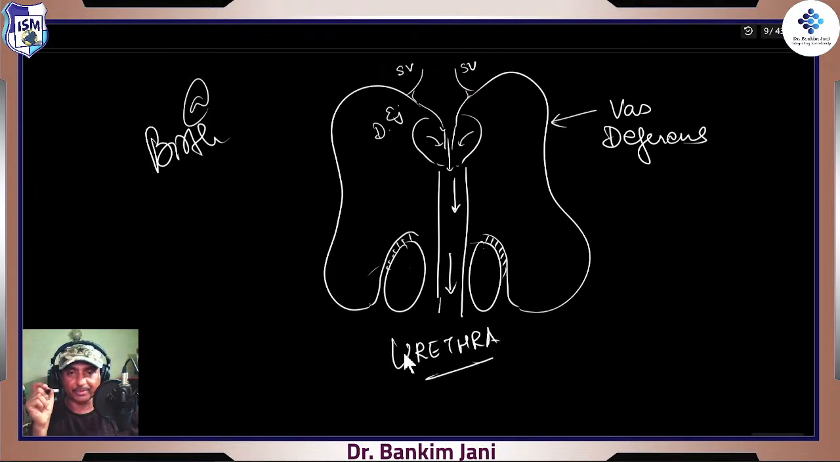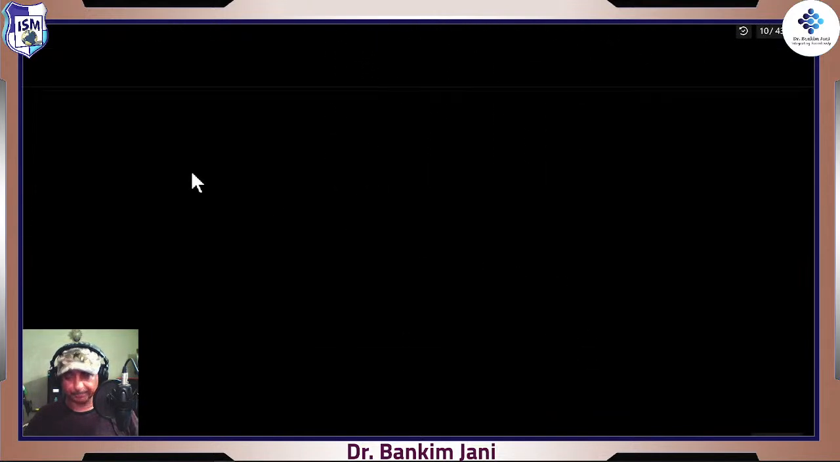This is the major difference. In the male, the same organ serves both urination and reproduction. In the female, both those openings are separate. That's why it is considered that physiologically females are at a higher level. So this is the prostate, and this is how things will be forming.